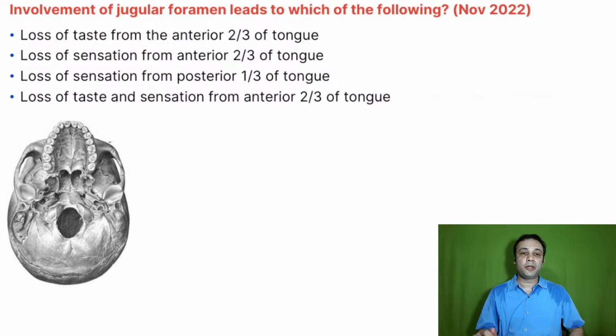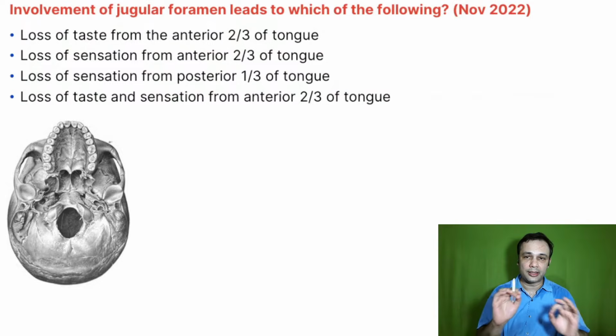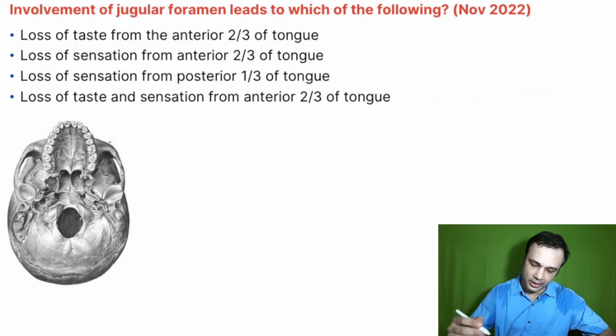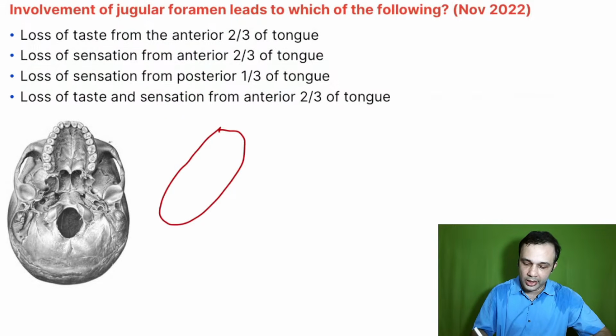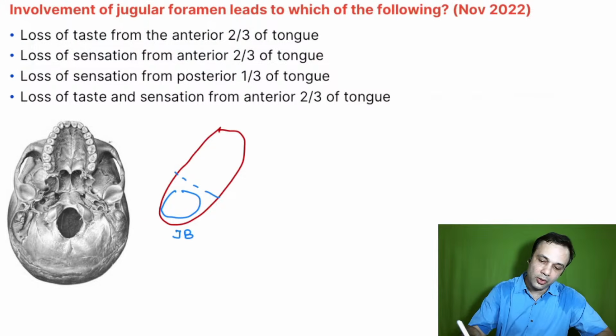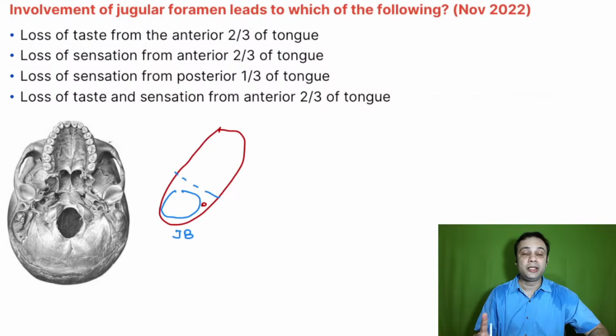Right, let's come to the next question. We have involvement of the jugular foramen leads to which of the following? For this, you need to know the anatomy of the jugular foramen. As simple as that. Nothing more to do apart from anatomy, right? So when you talk about the anatomy of the jugular foramen, think of it as three important parts, right? The first part, or the lateral most part, contains the jugular bulb along with meningeal branch of occipital artery.